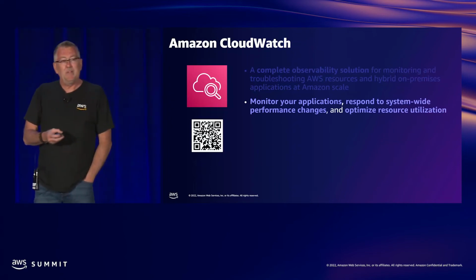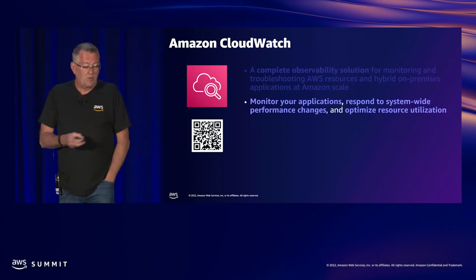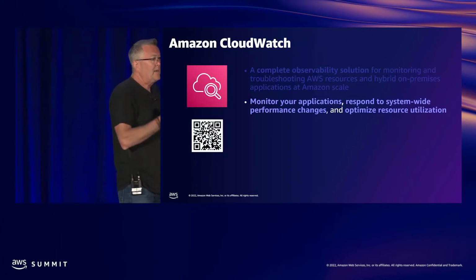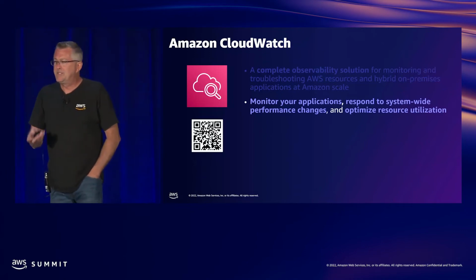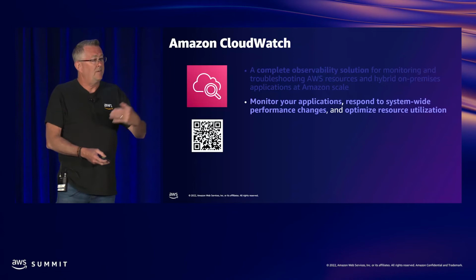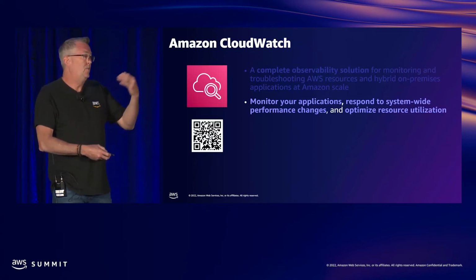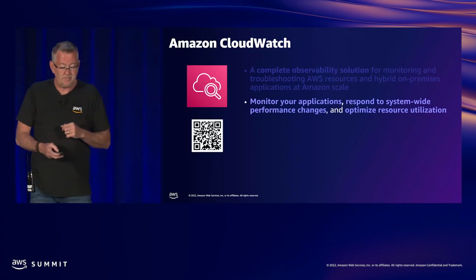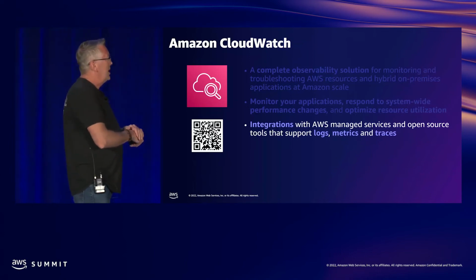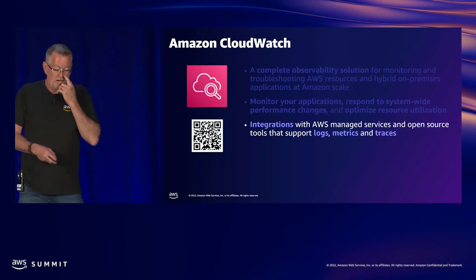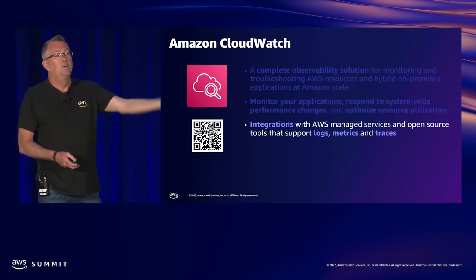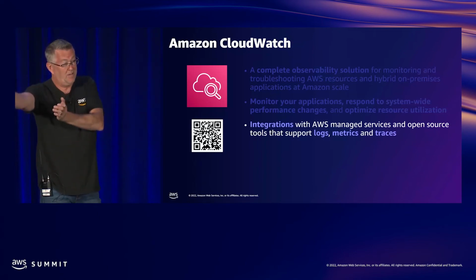So it gives you that ability to monitor the applications. It has alerting functionality, so you can respond to system-wide performance issues. And it enables you to optimize your resource utilization. There are a lot of really cool features inside of it that help you narrow down and prescriptively react or understand what's going on with the applications that you're presenting to your customers. So again, with Amazon CloudWatch we have integrations with AWS managed services and open source tools that give you those logs, metrics, and traces. You can use the OpenTelemetry ecosystem with other collectors such as Fluent Bit to push your logs to CloudWatch.